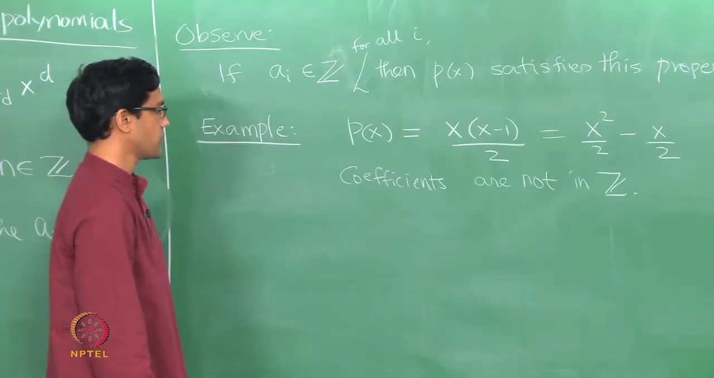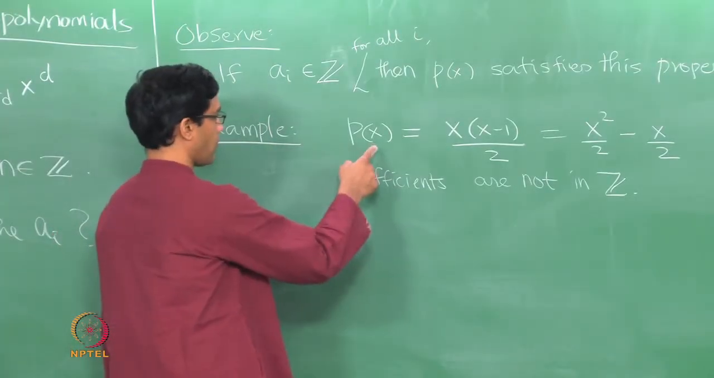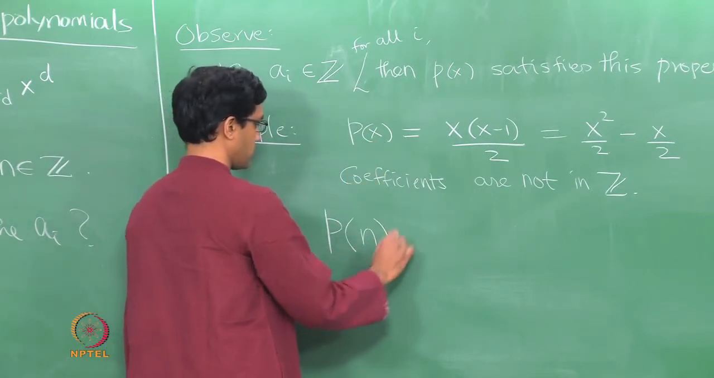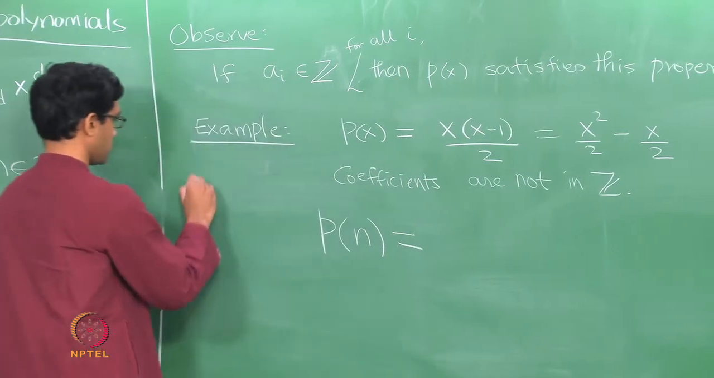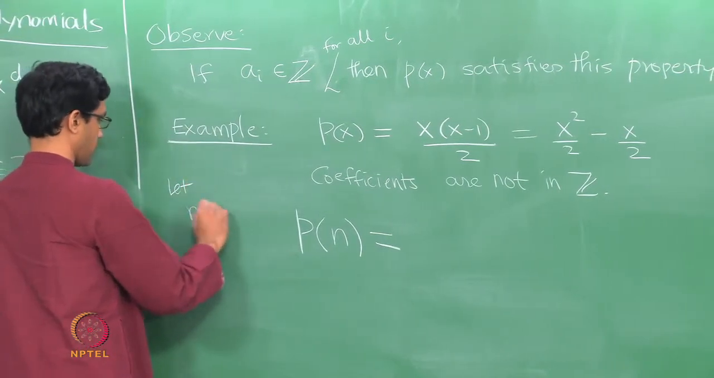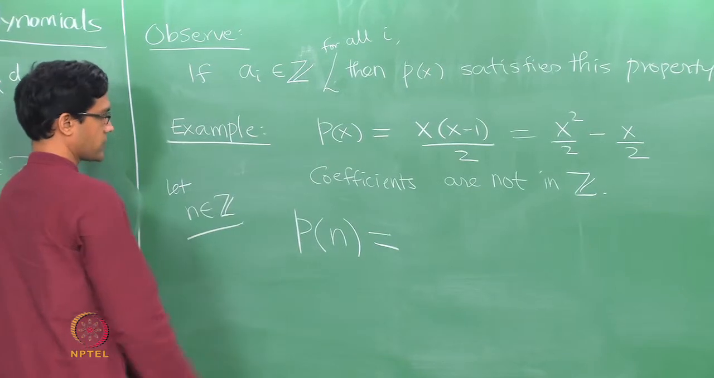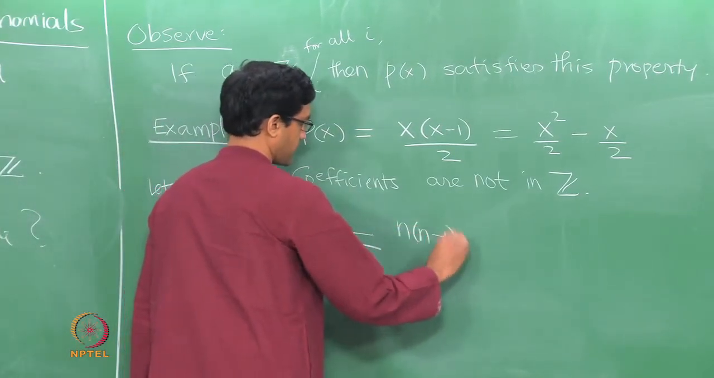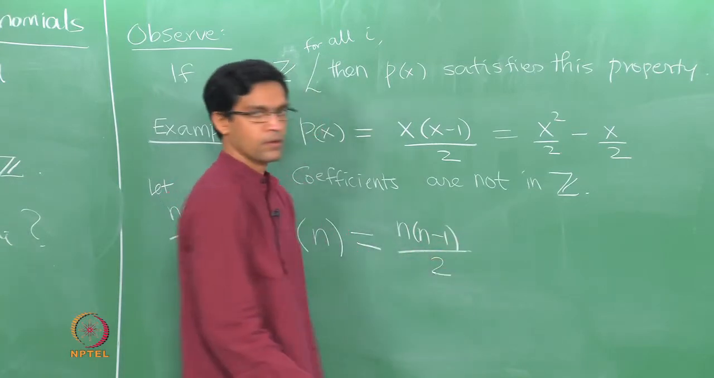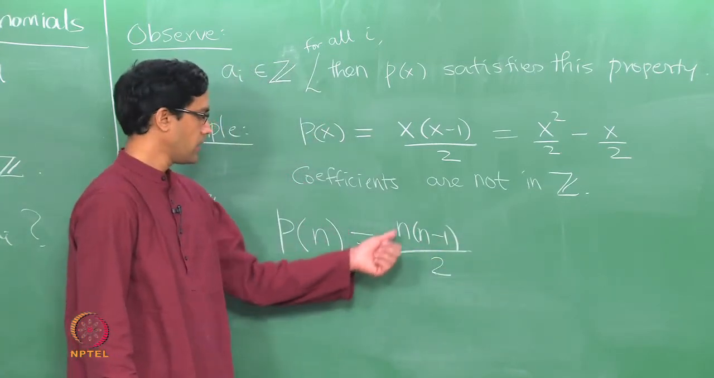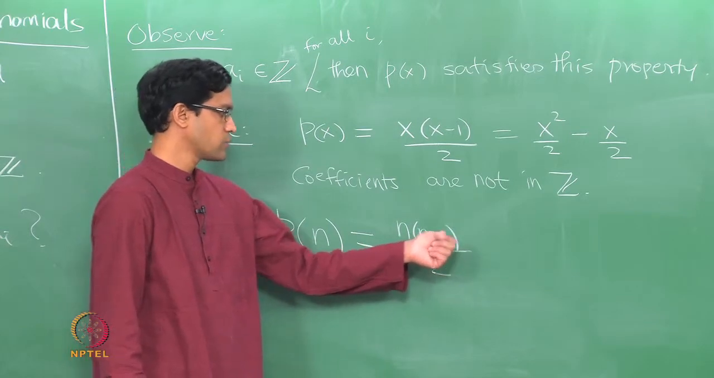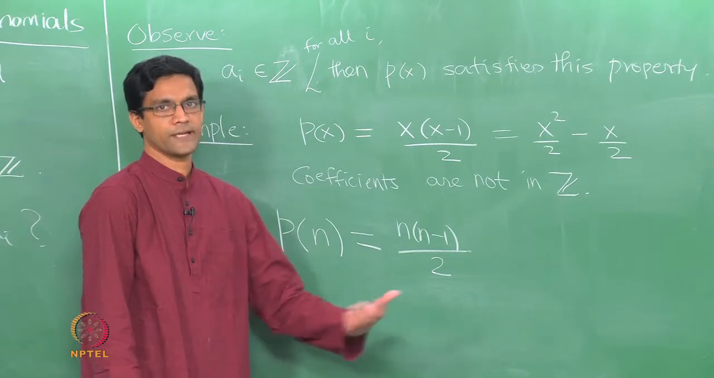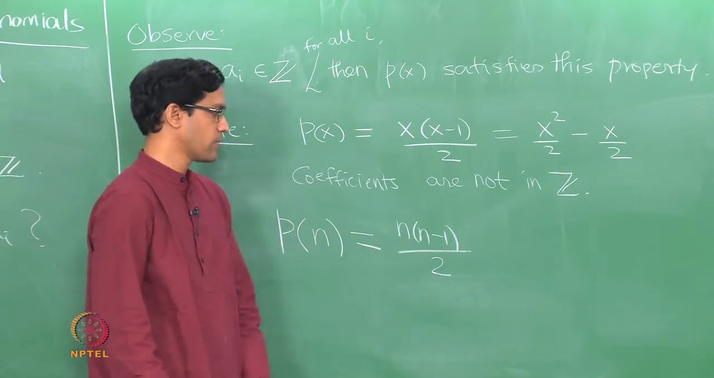So now the question is, what do we know about integer values for x? So let us compute p of n when n is an integer. So let n be an integer and let us calculate p of n. P of n turns out to be n into n minus 1 by 2 by definition, right. Now n is an integer, n minus 1 is the one preceding integer, right. So this is the product of two successive integers and then you are dividing the answer by 2.